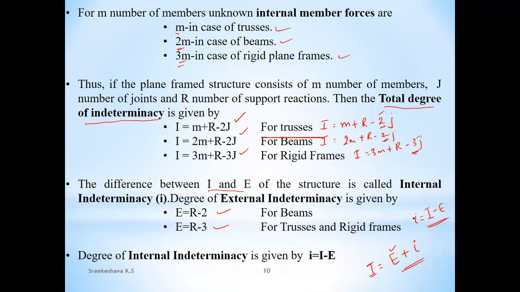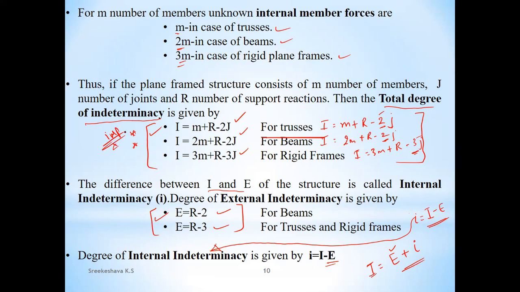We cannot determine internal indeterminacy directly. First you have to find total indeterminacy, afterwards external indeterminacy, and then internal indeterminacy can be easily determined by subtracting external from total. So don't confuse all those things. The main thing is the total degree of indeterminacy. Keep this point, this is enough. Just practice this equation. This is very, very important.